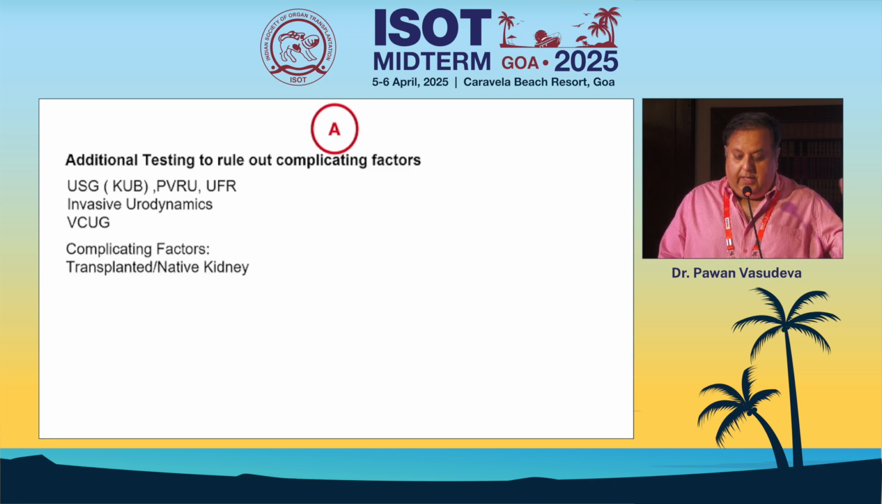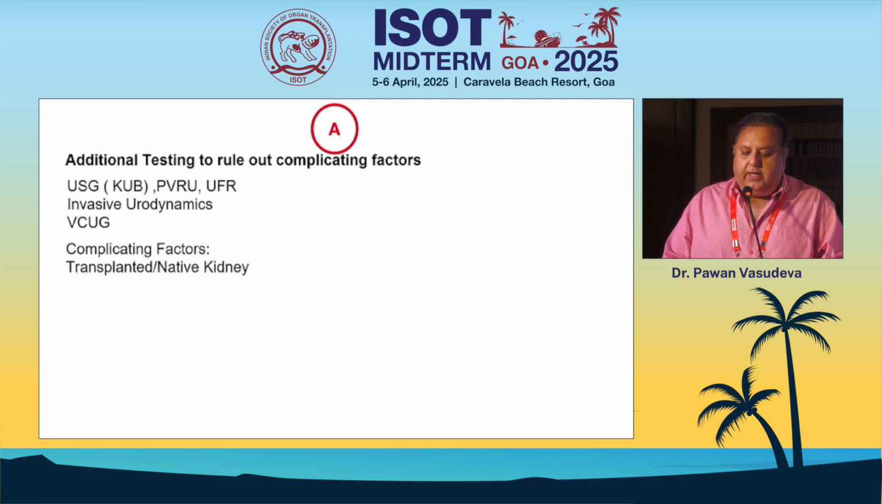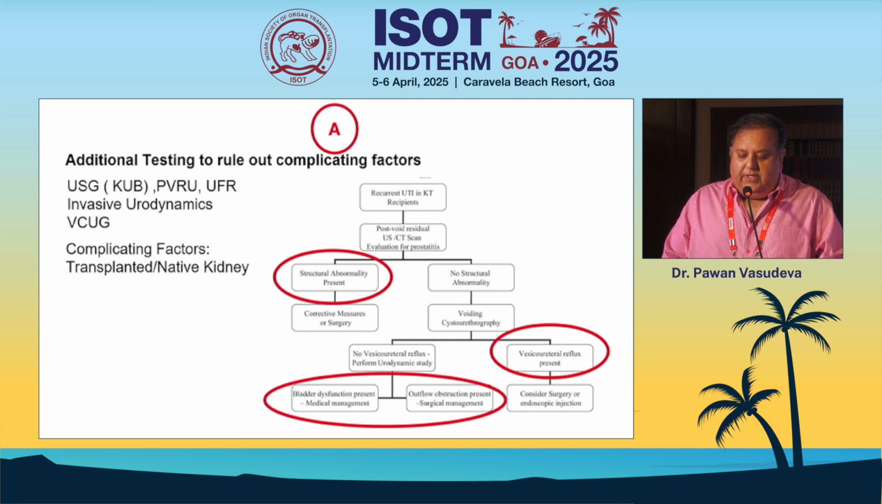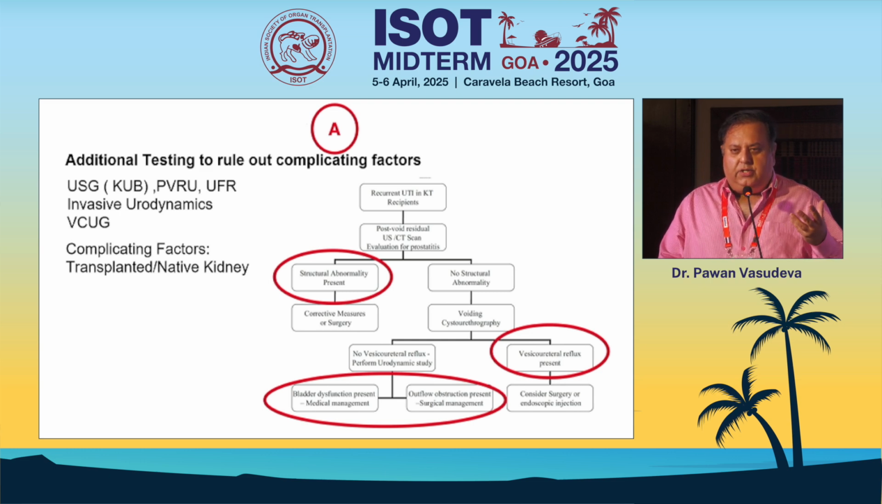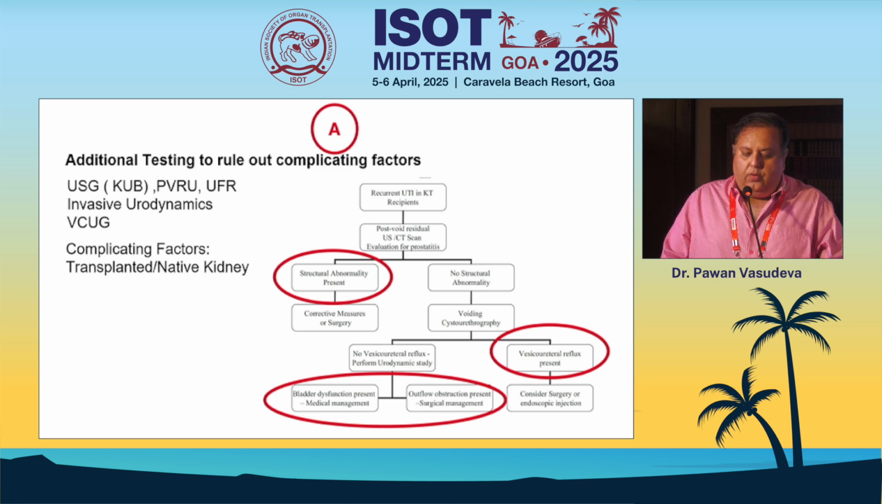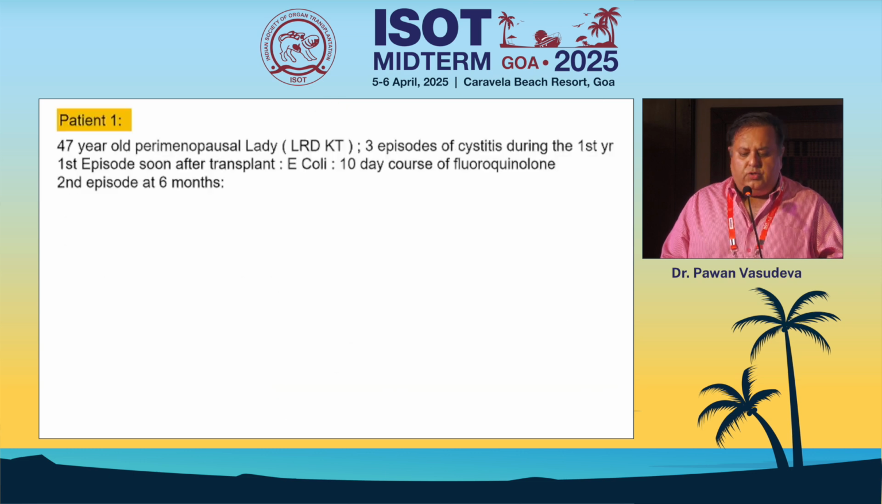Complicating factors could be either in the native kidney or in the transplanted kidney. So essentially we're looking at either an obstruction, hydronephrosis, or a VUJ stricture, so that's a structural abnormality. If that is not there, then we're looking at the bladder dynamics, and whether there is reflux, for which we do video urodynamics or urodynamics along with a VCUG. So I'll just share 3 short patients.